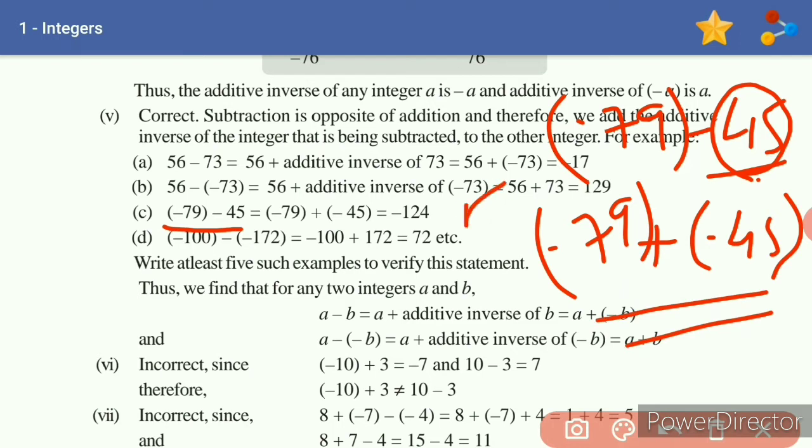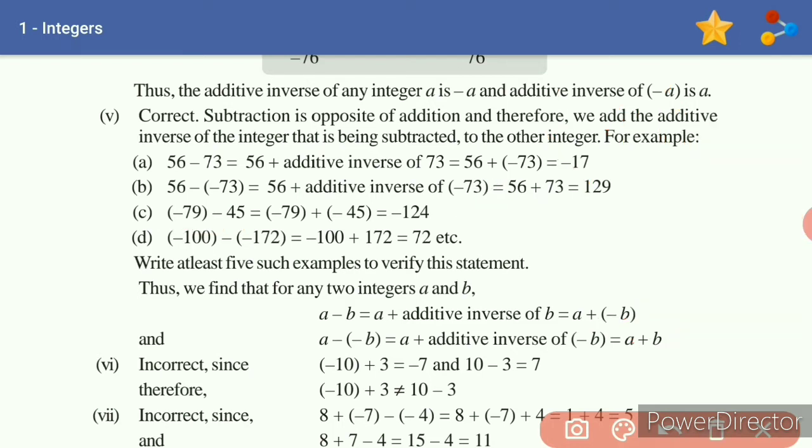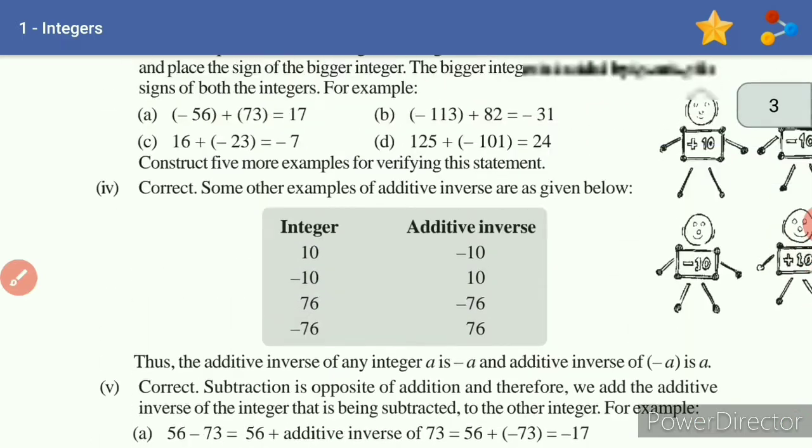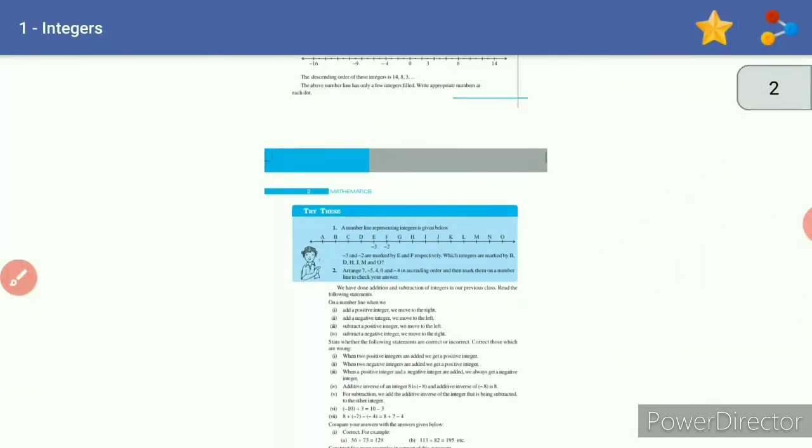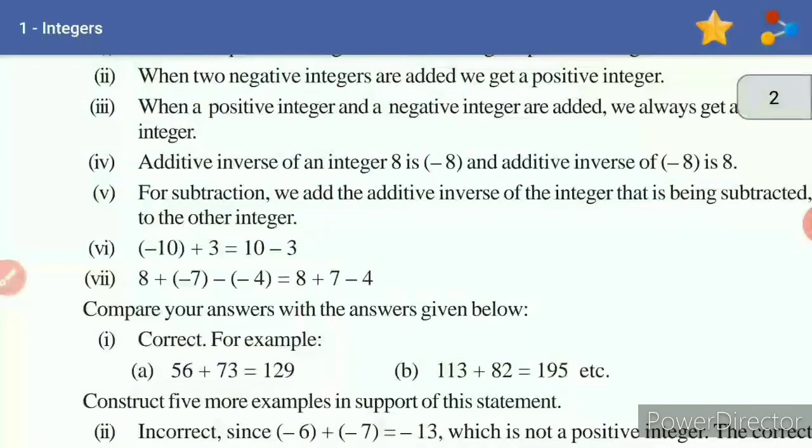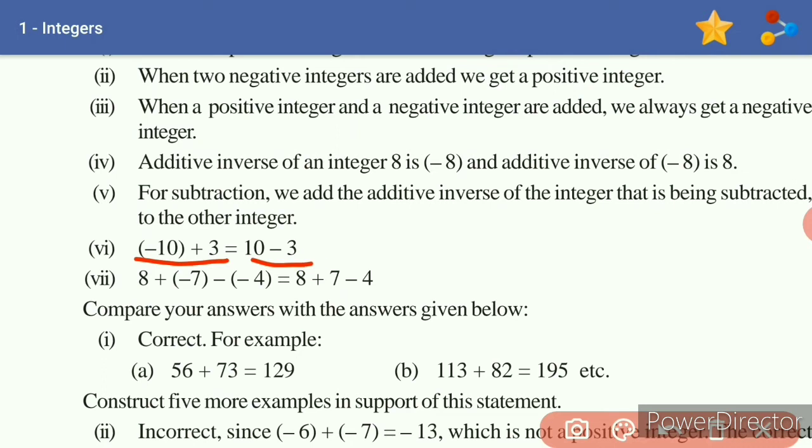Okay, now the next question is, minus 10 plus 3 is equal to 10 minus 3. Is it correct? Now, what is the answer of minus 10 plus 3? Minus 10 plus 3 means we have to add 3 to minus 10.